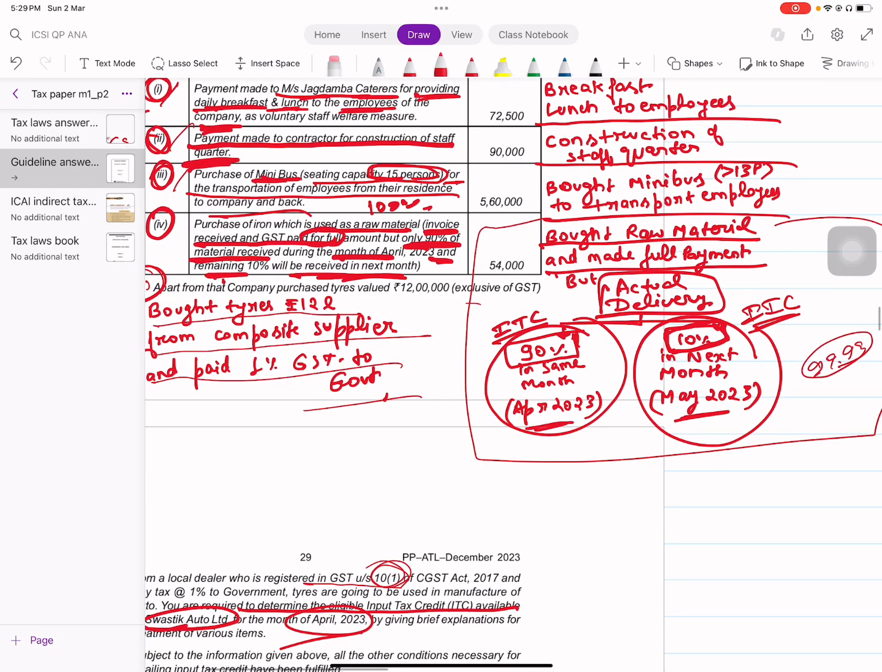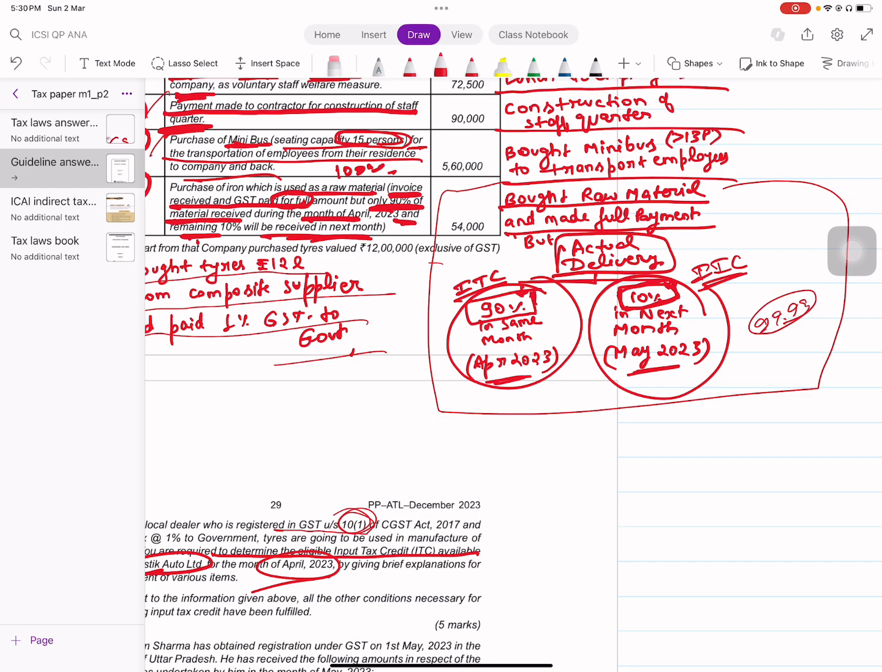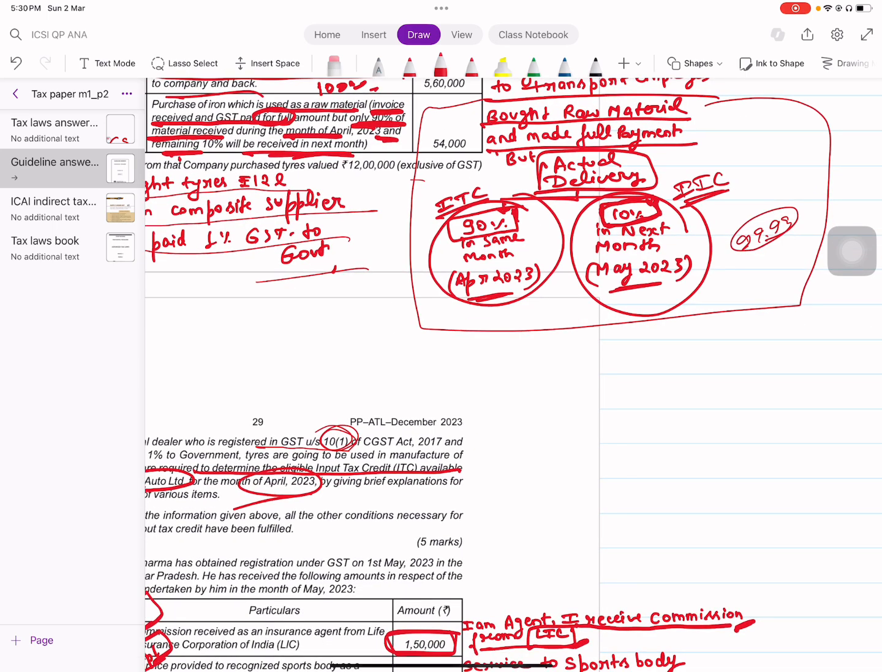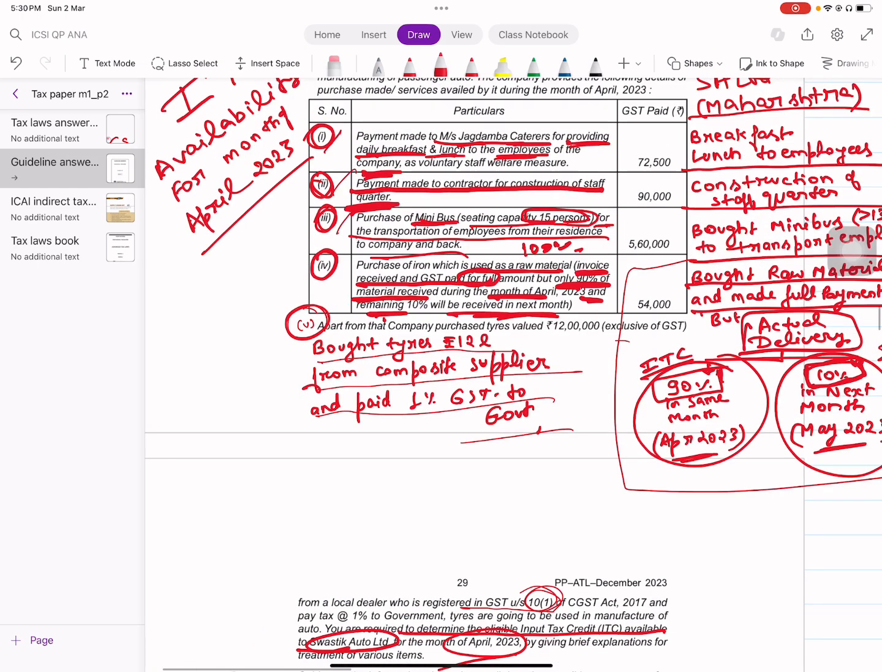Now don't make a mistake. You shouldn't think that since 90% of the goods have been received, hence 90% of ITC can be claimed in the month of April. No, this is a case of purchase in lots, and ITC can be claimed only after receipt of 100% of goods, that is, receipt of the last lot. Now there is another point given.